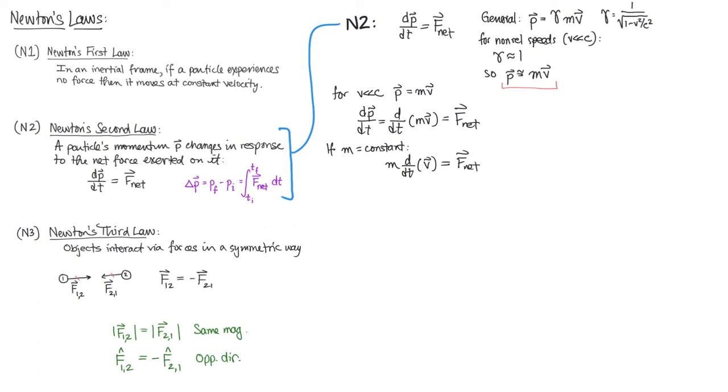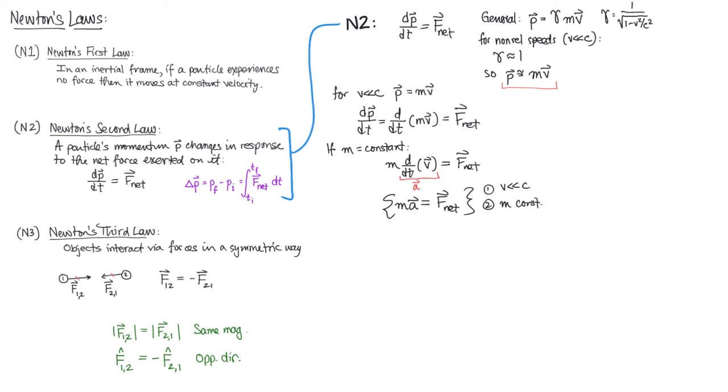And now we see how we get to F equals ma, because the time derivative of velocity is the acceleration. So we are left with ma equals F net. So you may have seen Newton's second law written in this way, which is fine, but it assumes, one, that the velocity is much less than the speed of light, and it assumes, two, that the mass is constant.